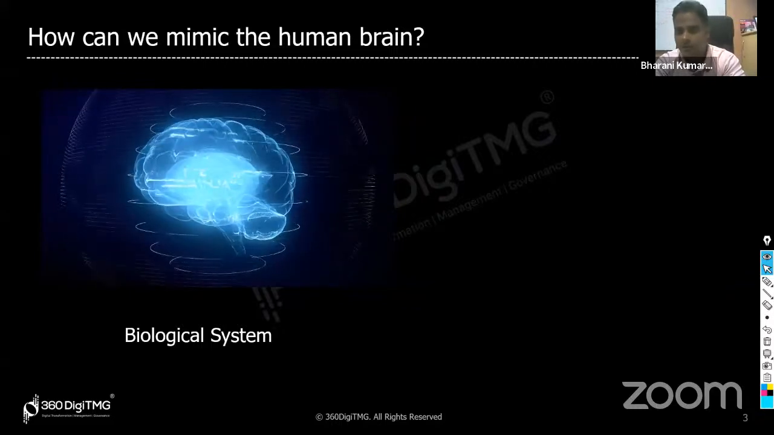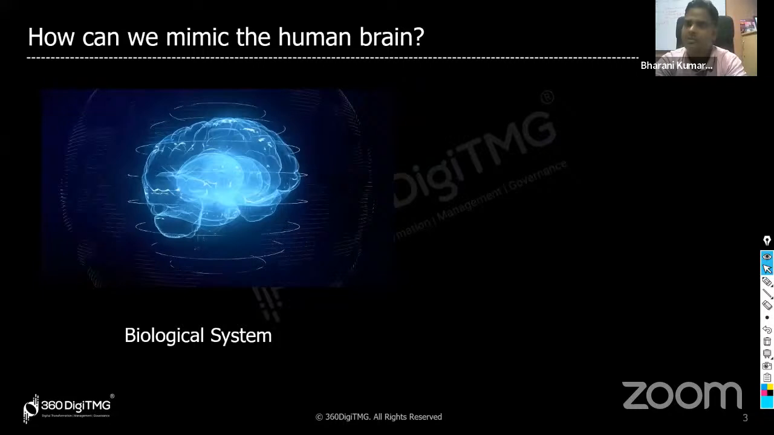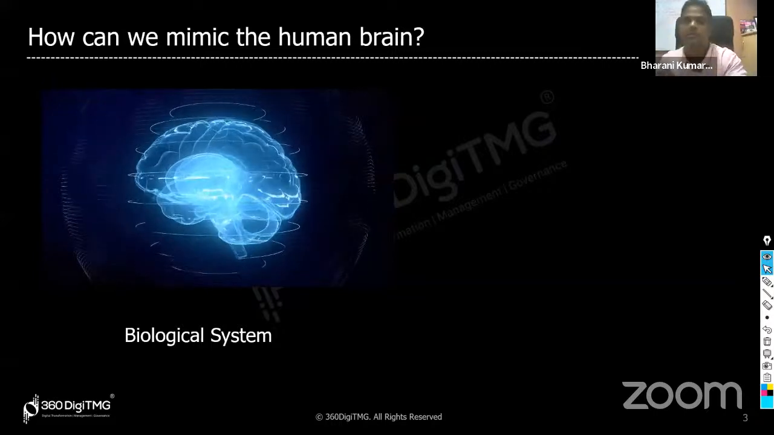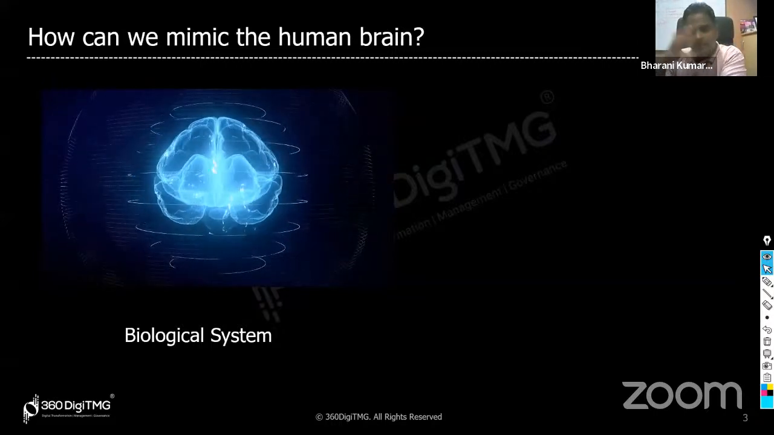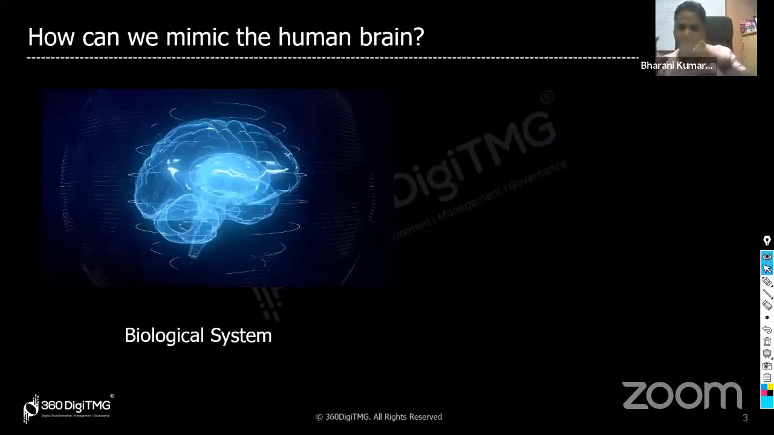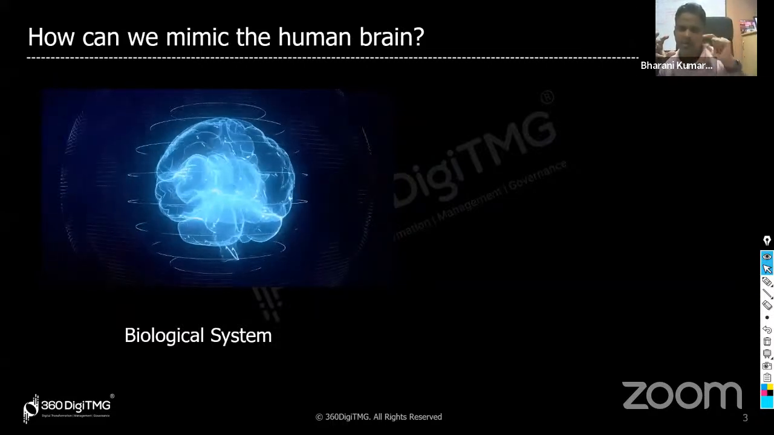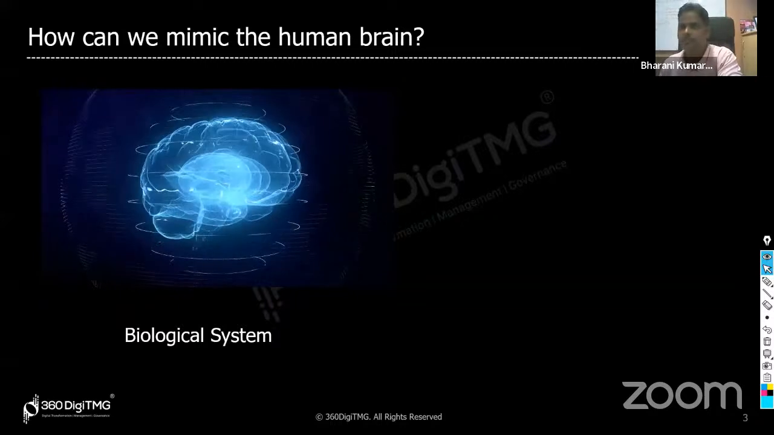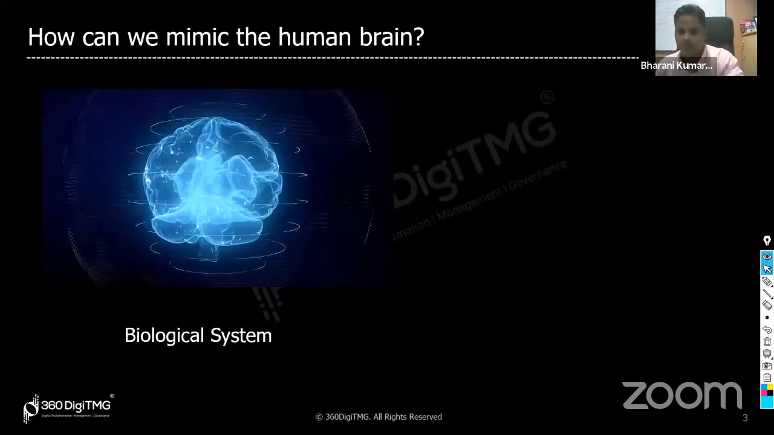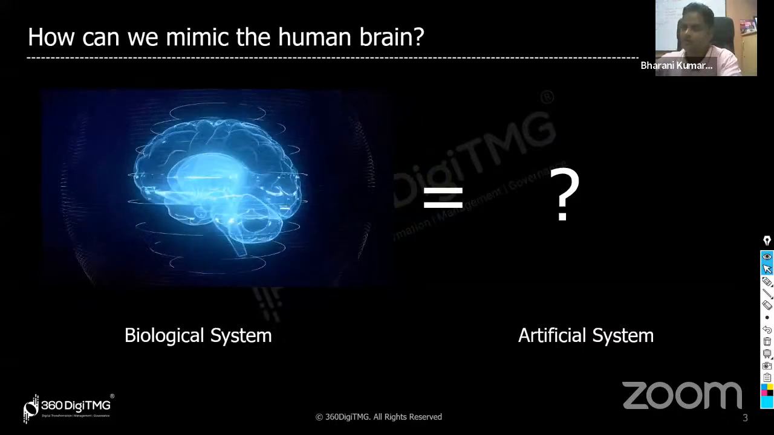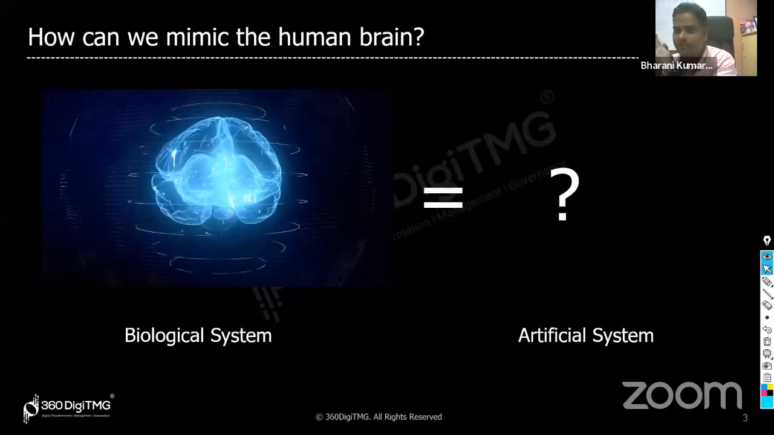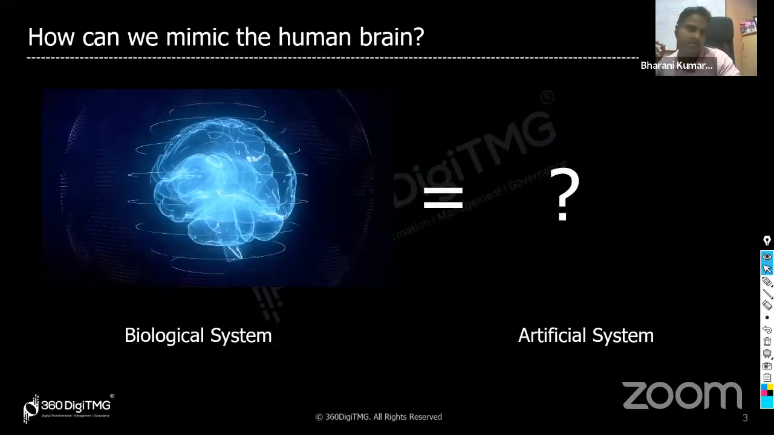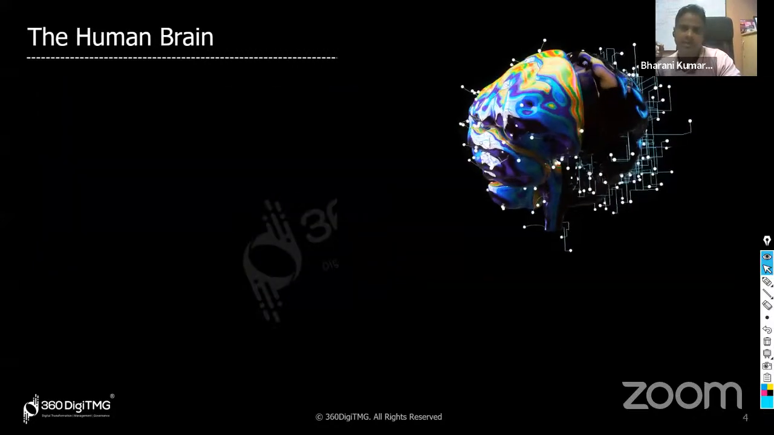So scientists thought, can we have a similar kind of system in the space of machine learning? And if we can build an algorithm which is very similar to human brain, the way human brain behaves, then the machine learning algorithm also will be as powerful as human brain. And that gave rise to an artificial system, biological system, artificial system. And this artificial system is nothing but neural networks. Okay.